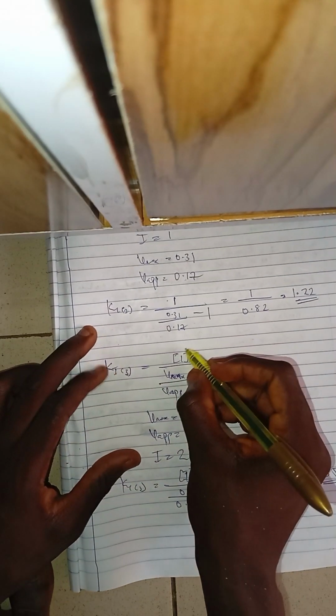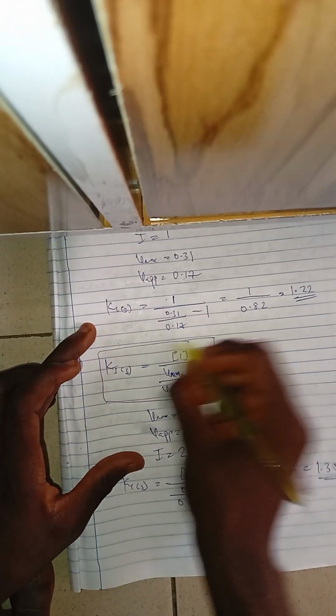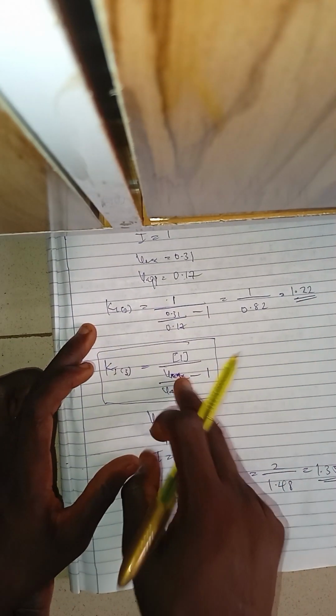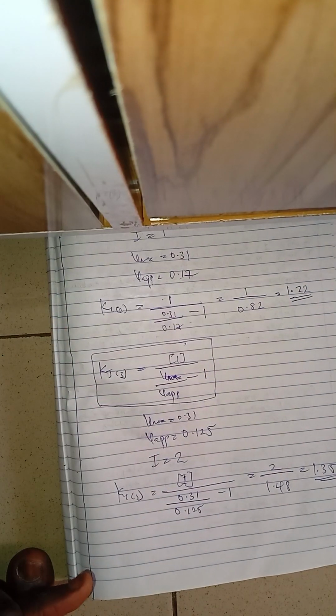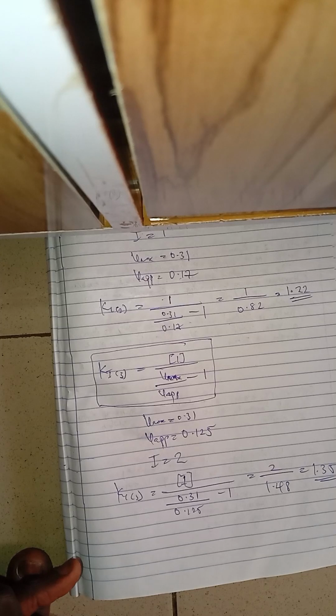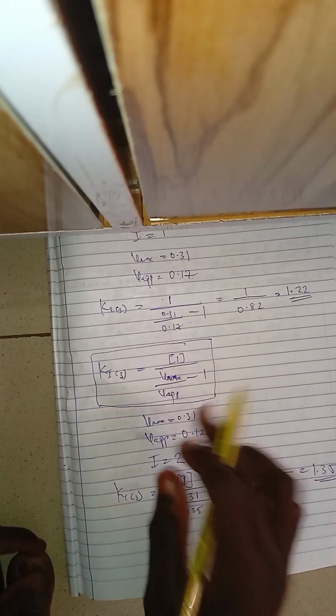Now this formula I'm using is only for competitive inhibition. If you notice that the inhibition for that one is non-competitive, this is the formula you use.